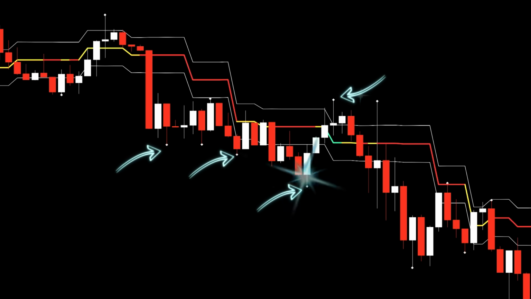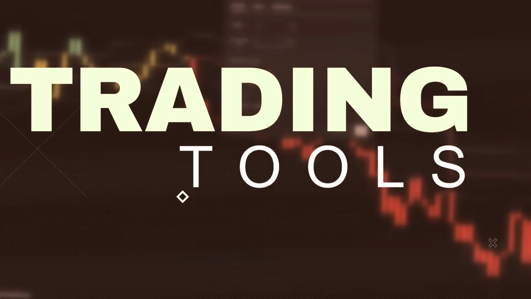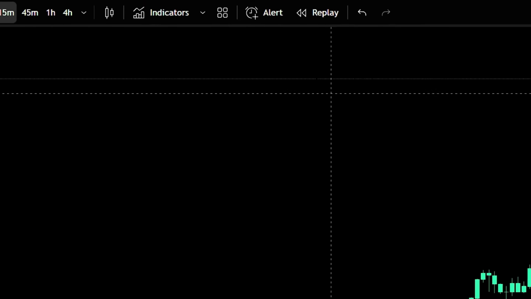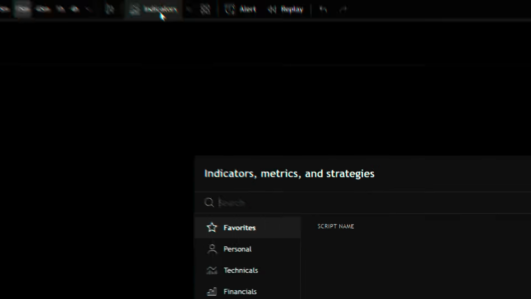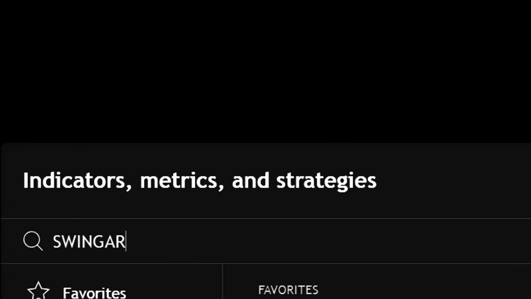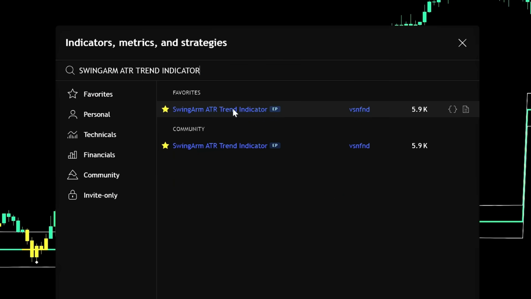Okay, so this just gave us a good read on momentum, but we still need to know the direction of the overall trend. For that, we'll add our second tool. Go back to the indicators and search for Swing Arm ATR Trend. It's also called Black Flag FTS. Let's add that.